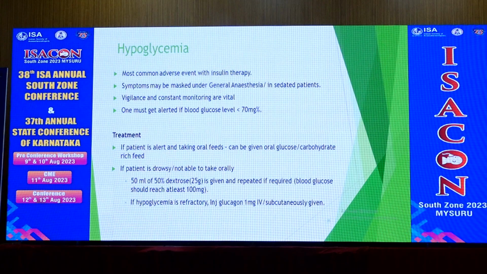So how to treat this hypoglycemia? Especially if it happens in the postoperative period and the patient is able to take orally, we can give oral glucose or carbohydrate rich feeds. And if the patient is drowsy and not able to take orally, give 50 ml of 50% dextrose. This needs to be repeated till the blood glucose comes to 100 milligram per deciliter at least. And if hypoglycemia is refractory, glucagon can be given subcutaneously or IV.